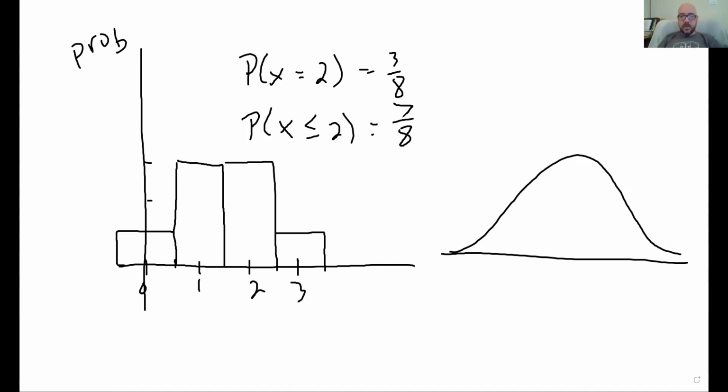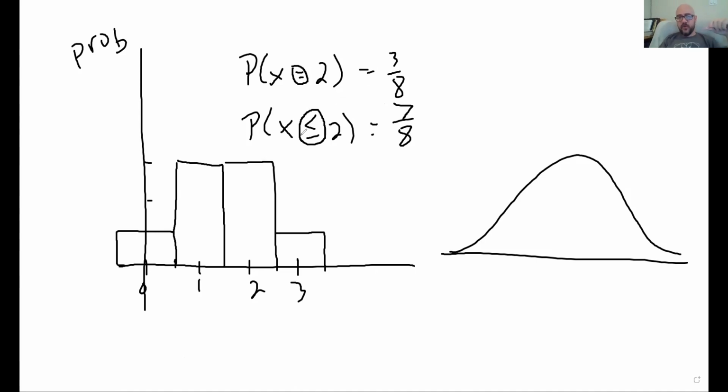And the way to calculate those numbers for us is going to be on the calculator. I'm just going to show you how to find these things on the calculator. Now, there are two different functions that we're going to use on the calculator, one of which is for equals and one of which is for less than or equal to.